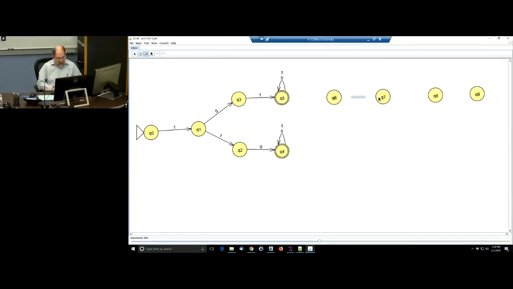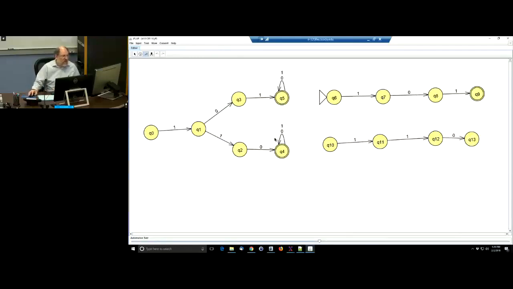so here's 1, 0, 1. So this would be the recognize 101 machine, and then we'll do another machine to recognize 110. 1, 1, 0. And in that machine, this would be our initial state, and this would be final. So we now have two machines that recognize our two alternative strings.